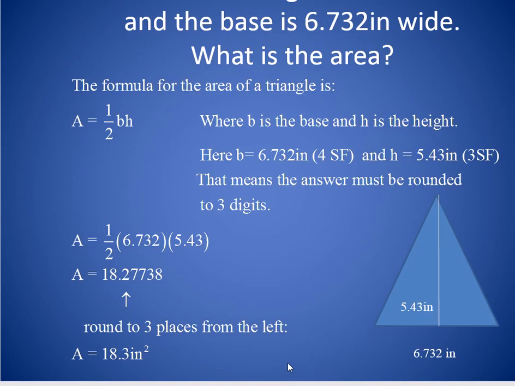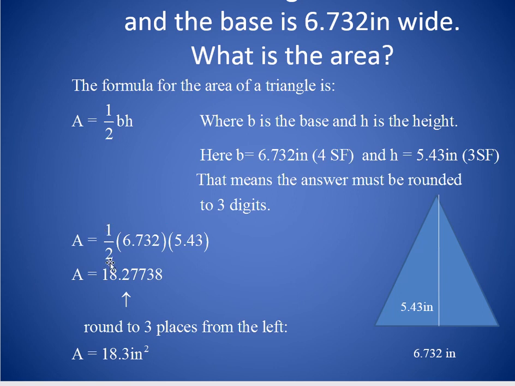Let's do an example. All right, here's a formula. We want to find the area of a triangle. Well, the formula for that is 1/2 the base times the height, where B is the base and H is the height. All right, so let's say that our base is 6.732 inches. That's 4 significant figures. And our height is 5.43 inches. There's only 3 significant figures in that one. The 1/2 is considered an exact number.